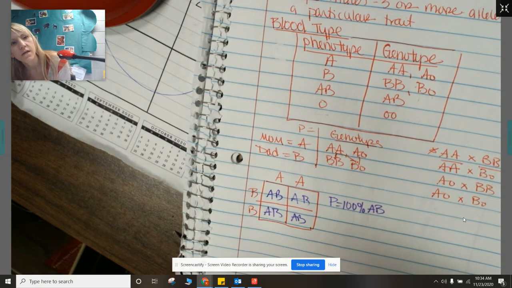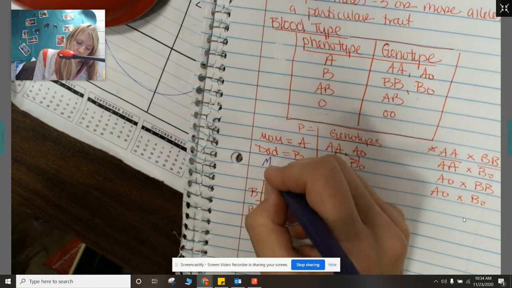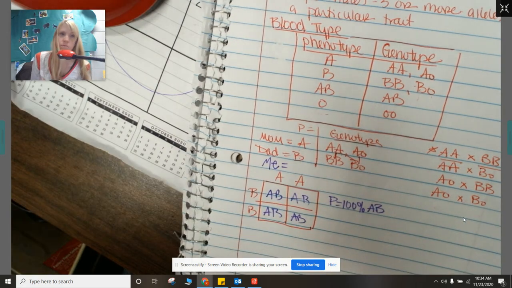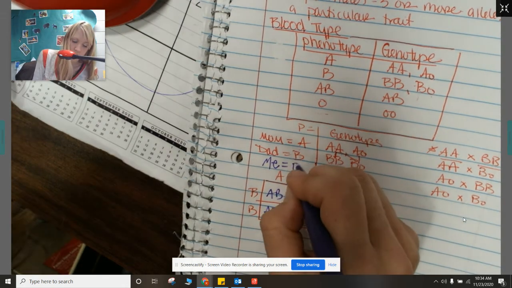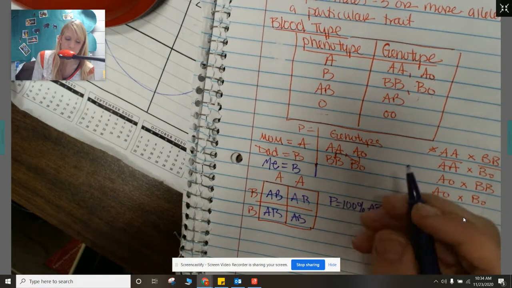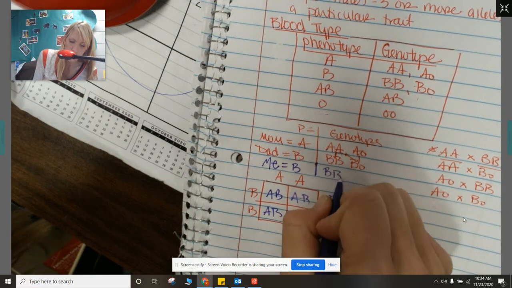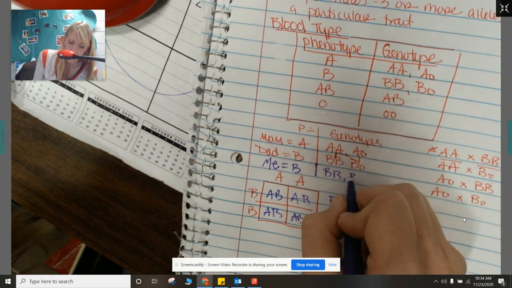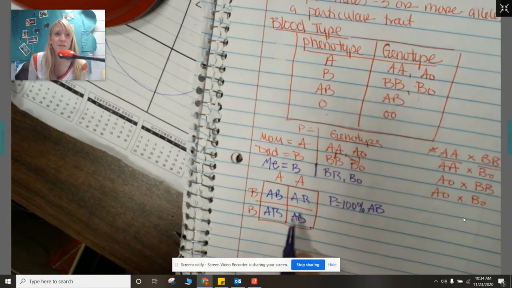Oh, I forgot to tell you. My blood type is B. I have B blood. So what are my possible genotypes? B. Oh. So could this be the combination?